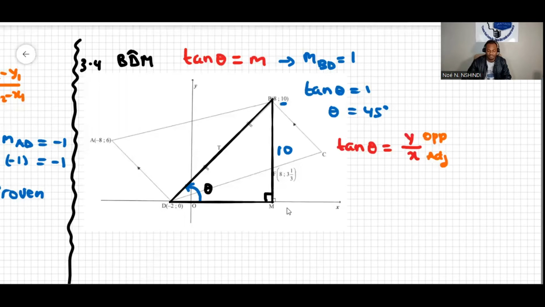And then in the horizontal here, how many units is this? From over here we have 8 units, because the x value is 8. You can also see the 8 units over here. Now, from -2 to 8 is also 10 units in total. So we have another 10 units there. So tan theta will be equal to 10 over 10, which means tan theta is just equal to 1. And then if we work out theta, it's going to be 45 degrees, as we calculated earlier.